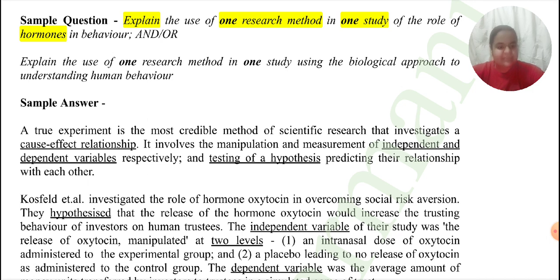Explain tells us that we need to justify why we are saying that a particular research method has been used in a study. So throughout the answer, our focus is going to be to keep on explaining why we are saying that this is the research method used in this study. Next important term in the question is one research method. We are clearly being told that we need to restrict the number of research methods we discuss to one. So we'll make sure we don't exceed this limit.